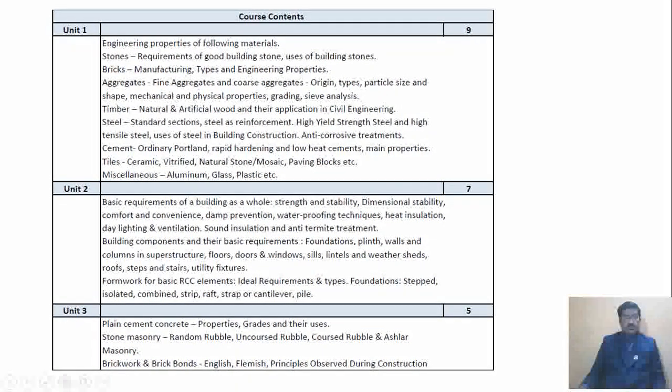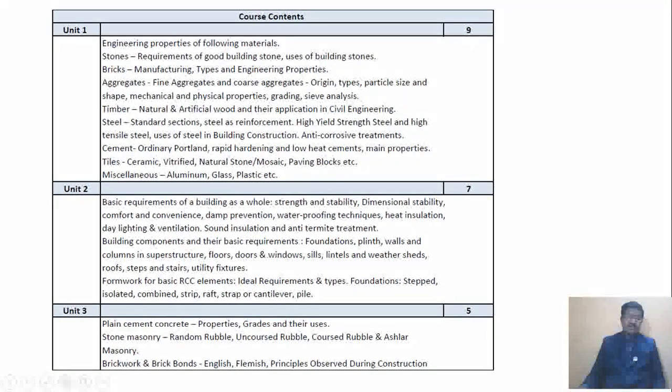It also covers building components and their basic requirements: foundation, plinth, wall, columns in the superstructure, floors, doors and windows, sills, lintels and weather shades, roofs, steps and stairs, utility fixtures, etc. Formwork for the basic RCC elements, ideal requirements and types: foundations, stepped, isolated, combined, strip, raft, strap and cantilever, pile foundation, etc.